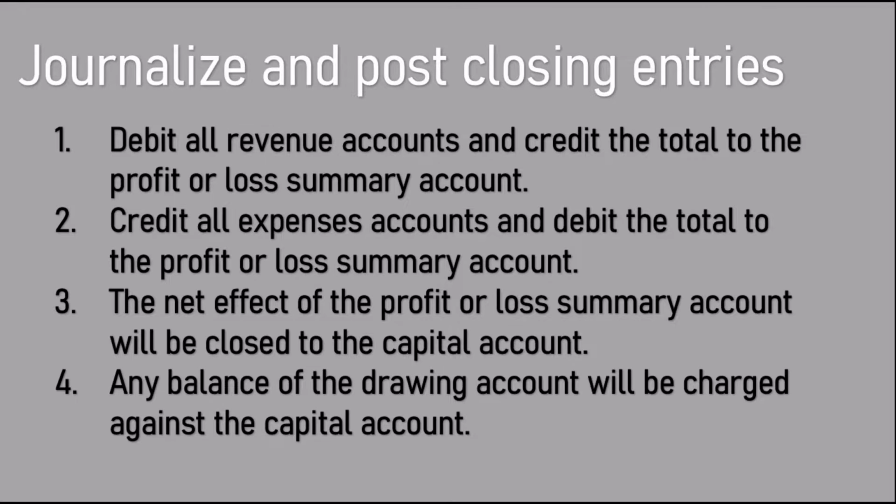And then step 2, credit all expense accounts and debit the total of all those expenses in the profit or loss summary account. So expenses are normally debited, so in order for you to make them zero, you do another reversal. So expenses will be credited and then the total expenses will be debited to the same valuation account, which is the profit or loss summary account.